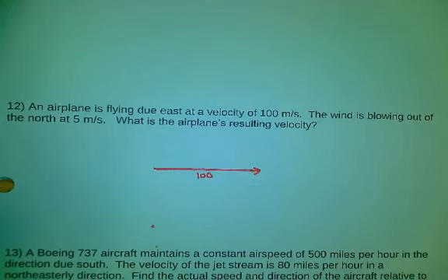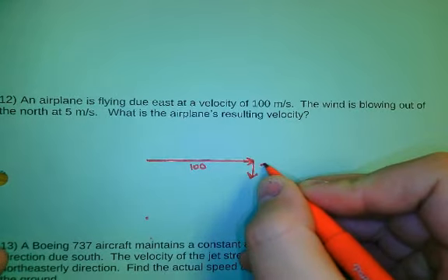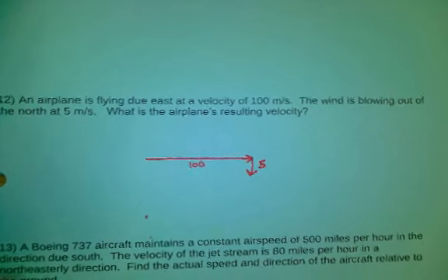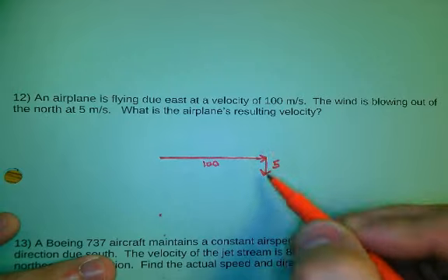So this is 100, and then the wind is blowing out of the north. What direction am I going in if I'm out of the north? South. So it's blowing from here, from the north.